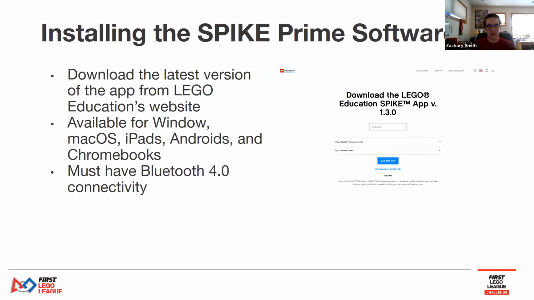The first thing you're going to want to do is head over to the LEGO Education website. Under the LEGO Education Spike Prime section, you'll find the downloads, which are available for Windows 10, macOS, iPads, Androids, and Chromebooks. The only requirement is that it has Bluetooth 4.0 connectivity. If you don't have Bluetooth 4.0, you can usually use a USB cable. However, the nice feature about the Spike Prime is that, like the EV3, you can deploy your programs wirelessly, test them out in real time, and you can actually use a debugging console with the Spike Prime software that allows you to print out what your program is doing, make sure it's working correctly, and things of that general nature.